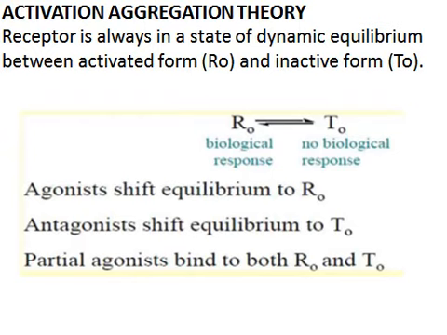And lastly, we have partial agonists. The partial agonist binds with both RO and TO. As a result, they will get some partial response. So this is activation aggregation theory. According to this theory, the receptor is in dynamic equilibrium between the activated form and the inactivated form, and depending on whether your ligand is an agonist or antagonist, the equilibrium will be shifted to the side of biological response or to the side of no biological response. That depends on the nature of the ligand which is approaching.